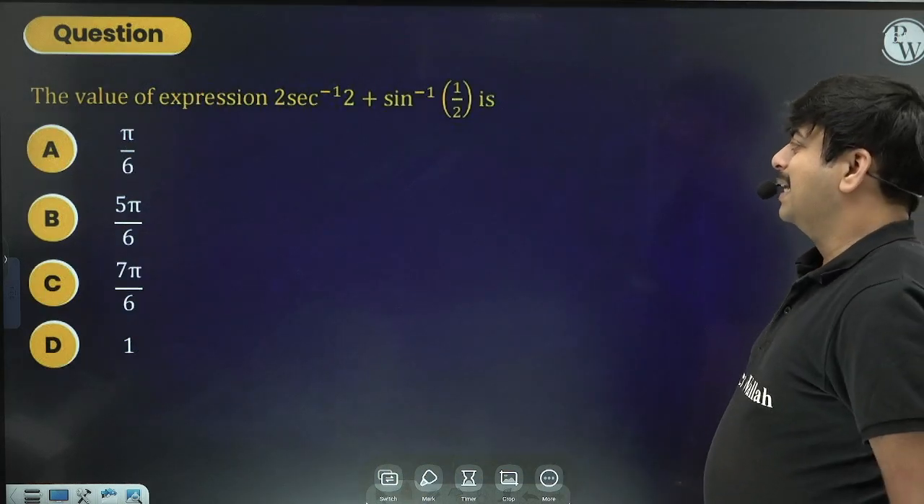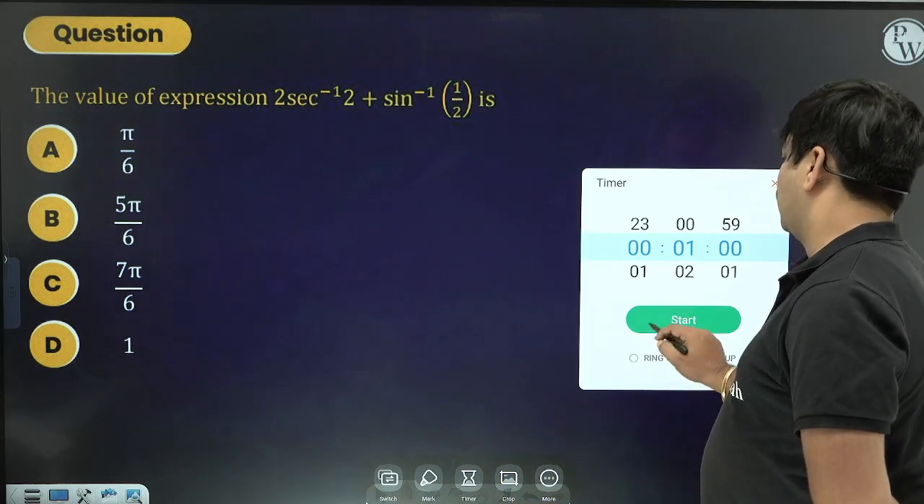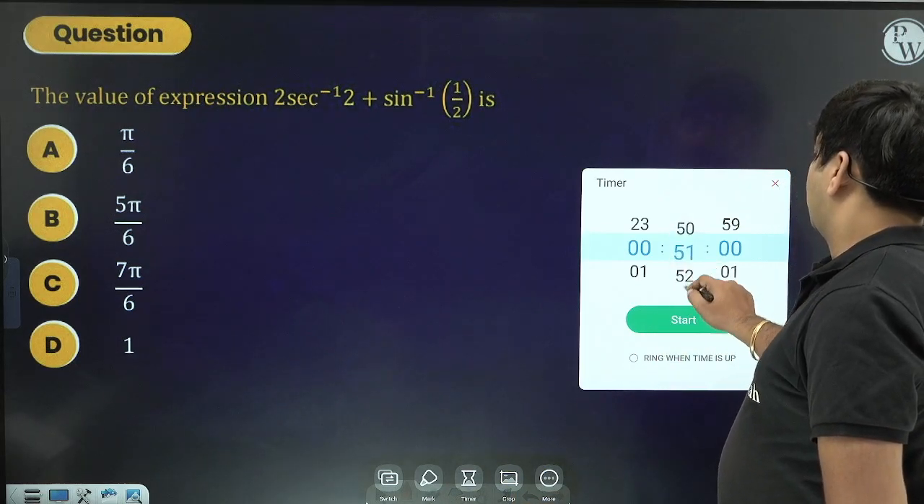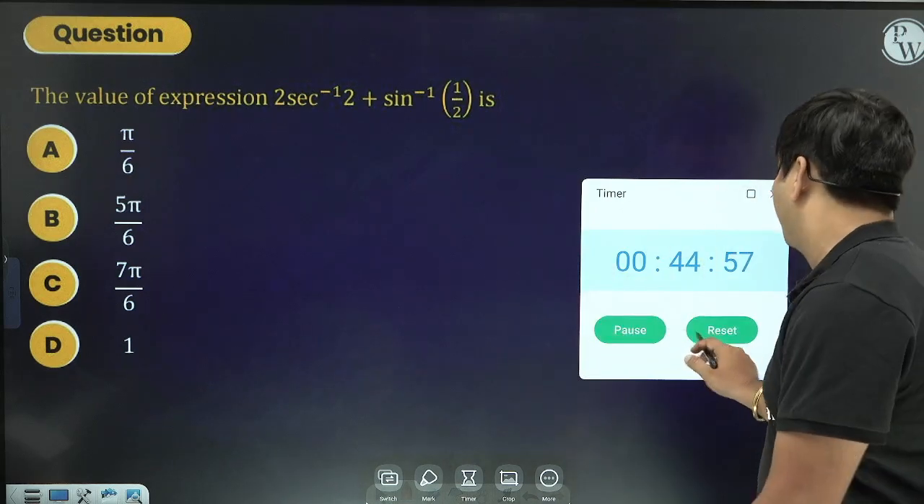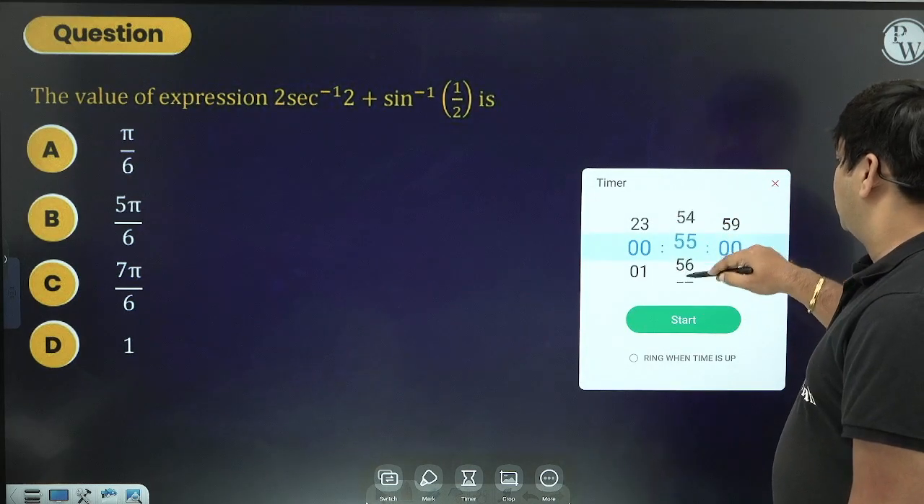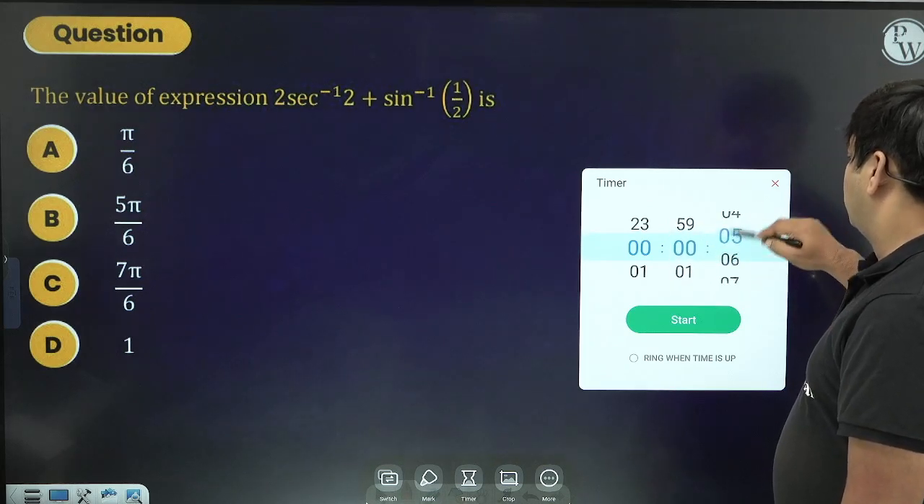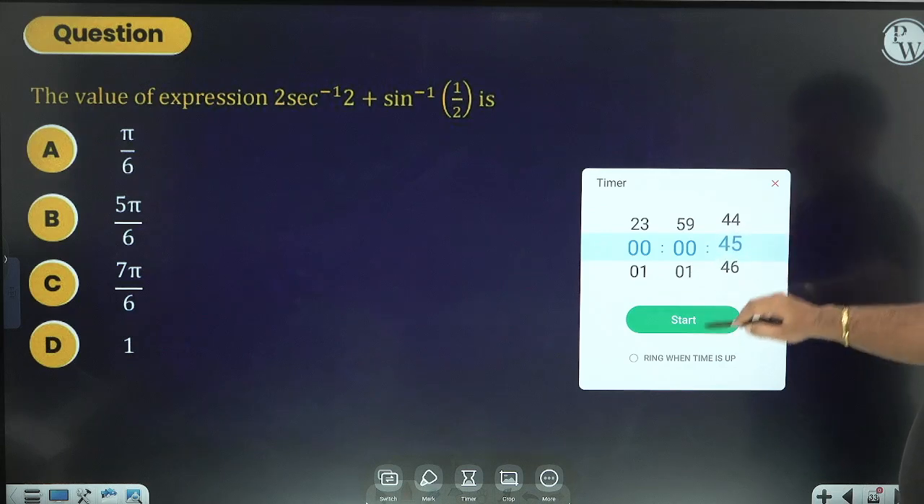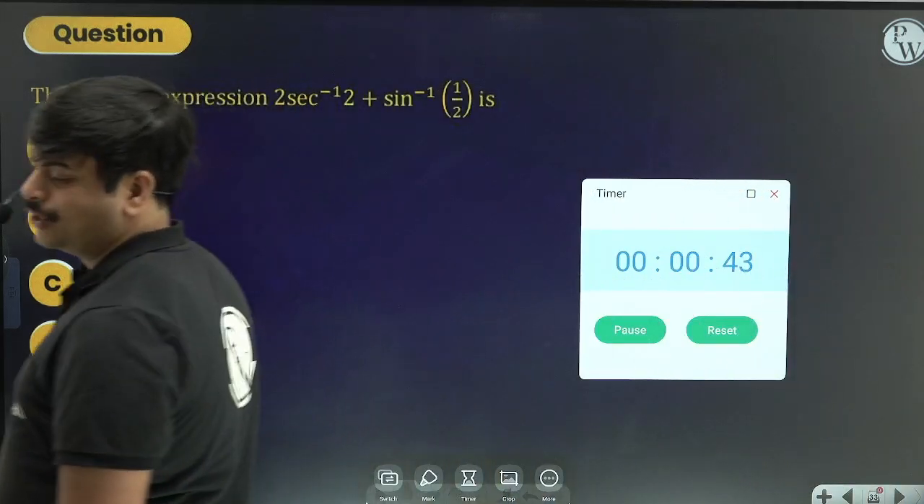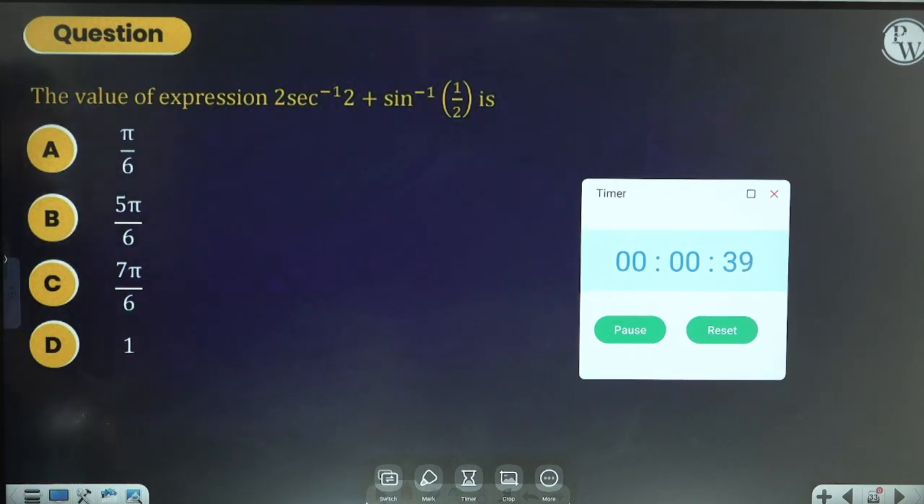The value of the expression 2 secant inverse 2 plus sine inverse 1 by 2. It's a very easy question, I don't think even 1 minute is enough. So I'll give you 45 seconds. Do it fast. Oh my God, I gave 45 minutes. Fine, let's convert this to zero. I almost gave you 1 minute of time because we already wasted a lot of time. Finally, I achieved 45. Please do it fast and tell me what will be the answer. 2 sec inverse 2 plus sine inverse of 1 by 2. Quick.